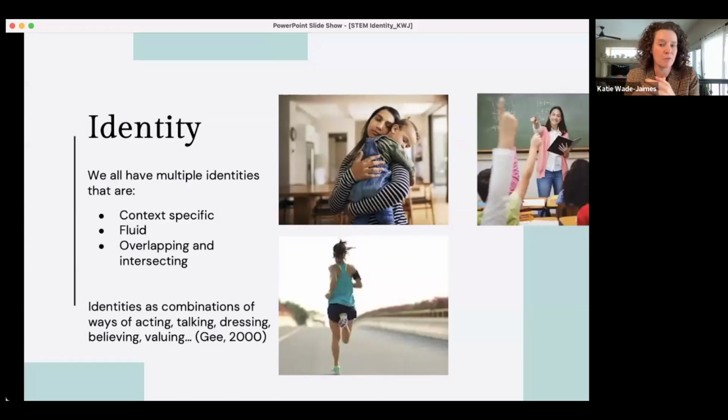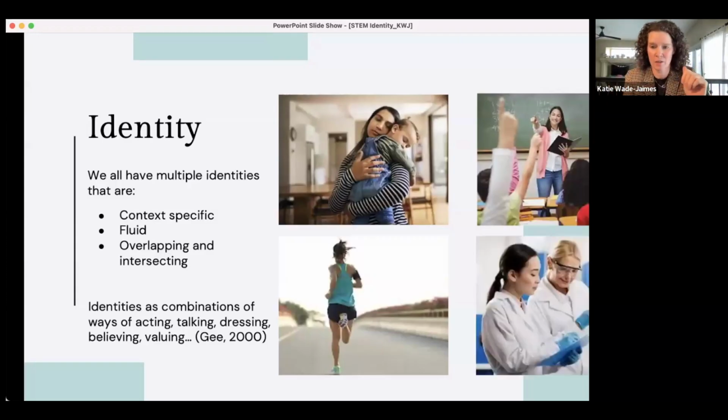Another identity might be that of a runner. So I went for a run this morning. I obviously wear completely different clothes. If I was to show up today wearing my running clothes for the webinar, that'd be very confusing, right? So I'd be enacting an identity that doesn't quite make sense with this.